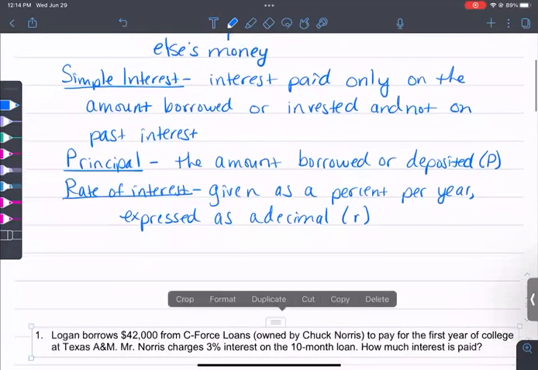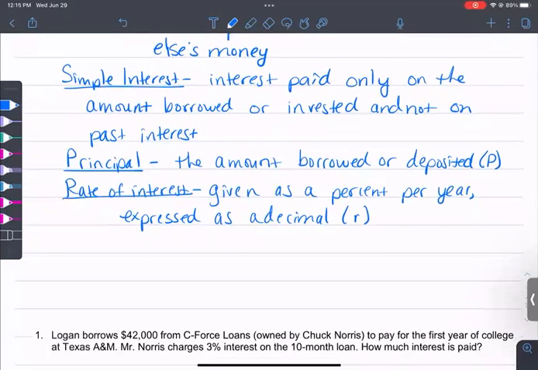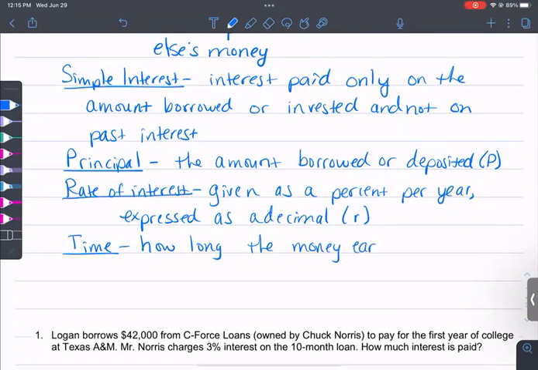And then our final definition is the definition for time. The time variable that's in our formulas will represent how long the money earns interest, in years. So if you're given a time measurement that's something besides years, I'll show you how to account for that and translate it into a year time frame.